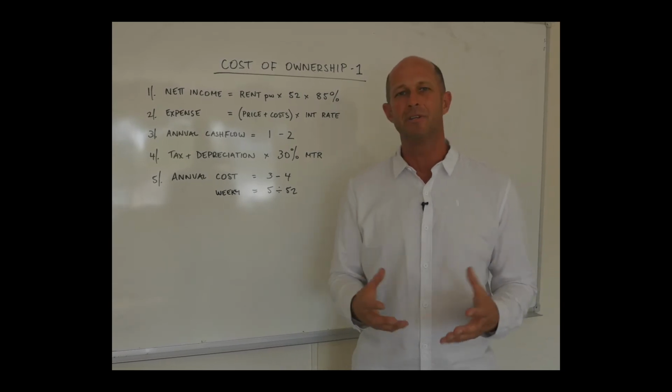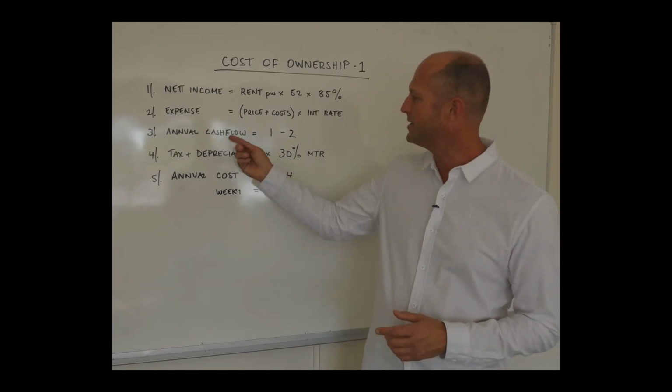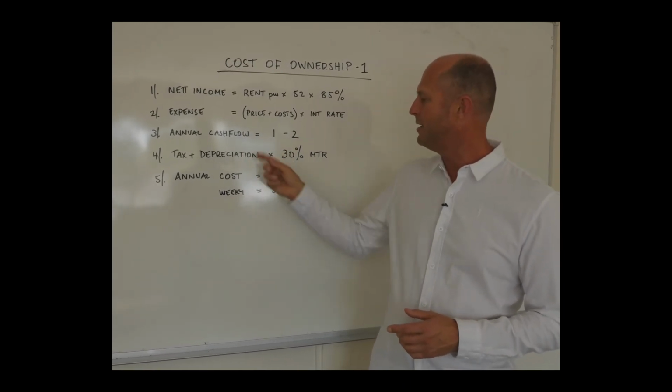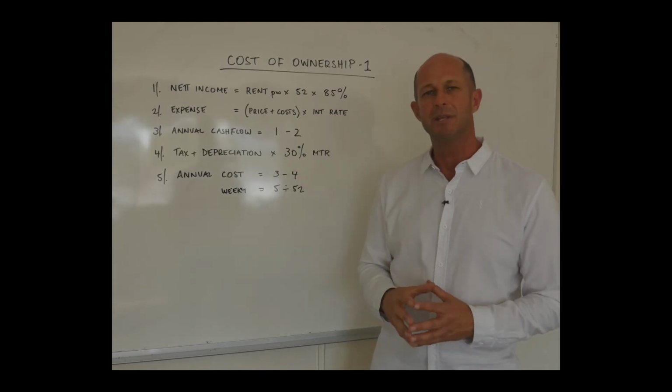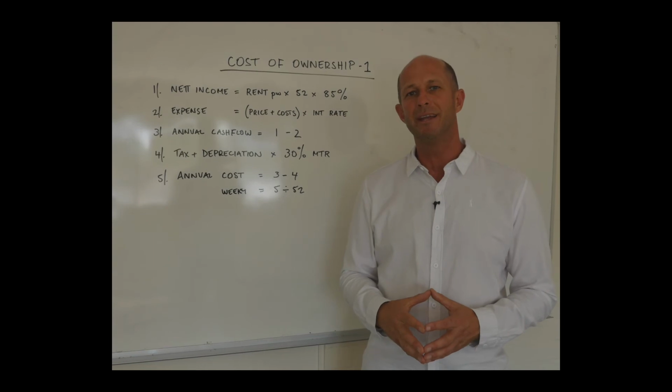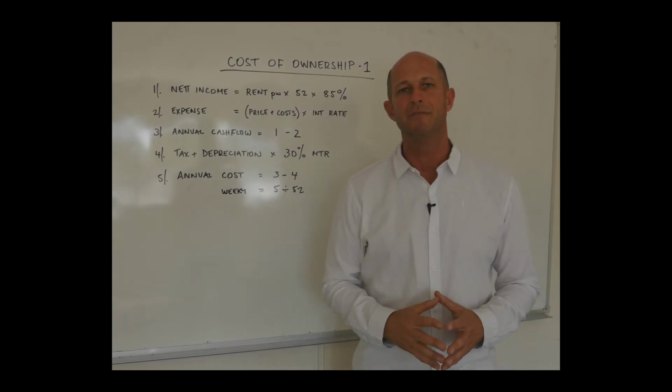So then the end result, how much is this property going to cost me each year? I then minus the annual cash flow outcome, minus what we would get back on tax and depreciation, and that gives me the number. And then if I want to know what that is weekly, it's just the same number in there and divide it by 52.